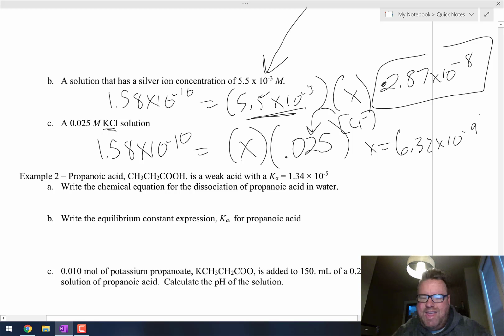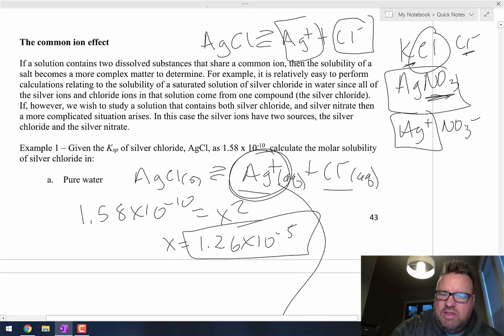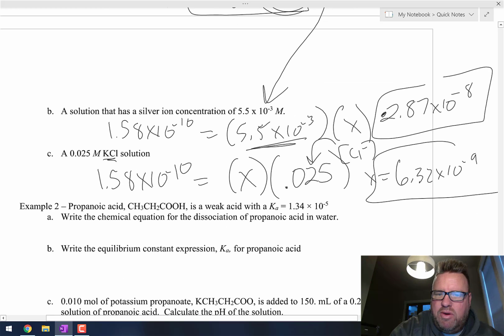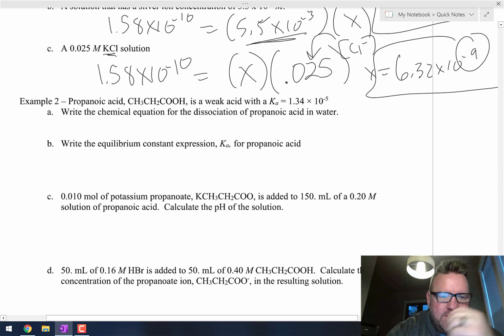Notice that in both cases, the addition of the common ion caused the reaction to shift back to the left, because in both cases we can see that the solubility in water only is to the negative 5th, but when you add a common ion, it's much, much less soluble. Okay, so one more example here. Propanoic acid, a weak acid.